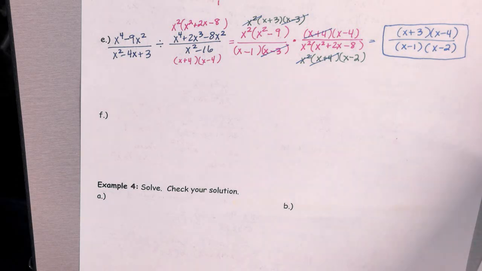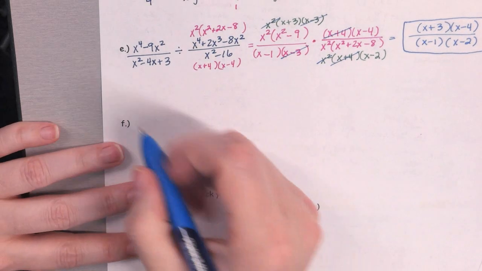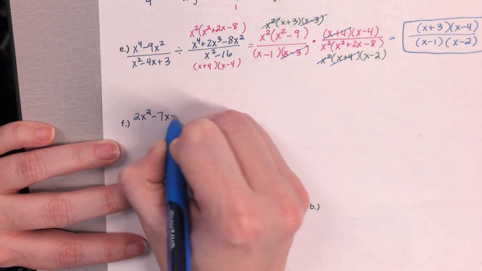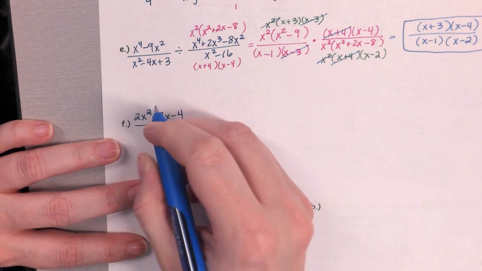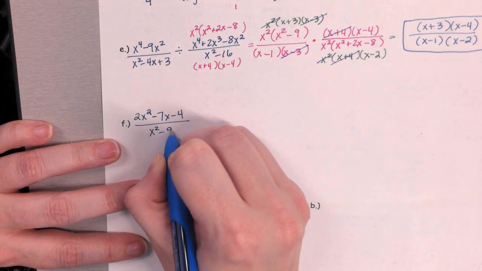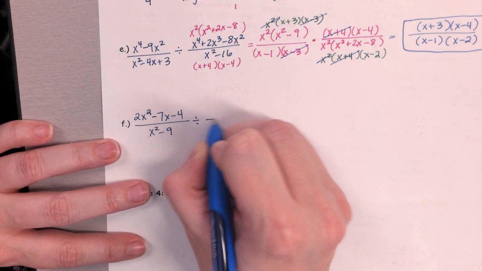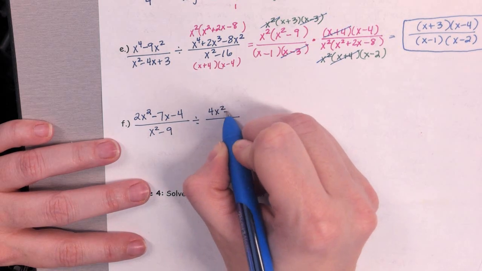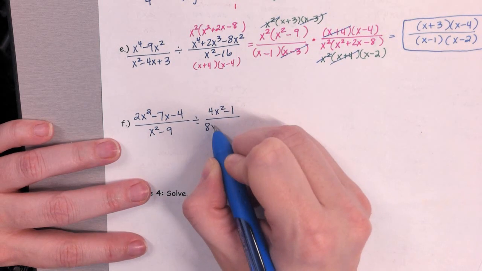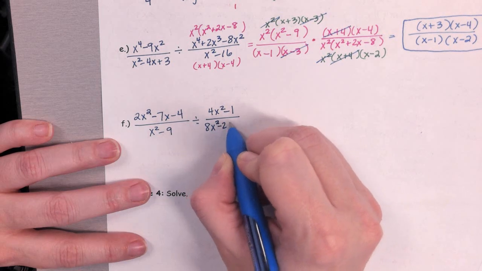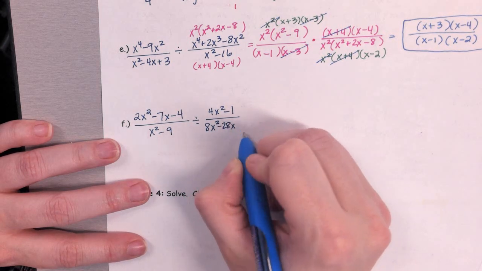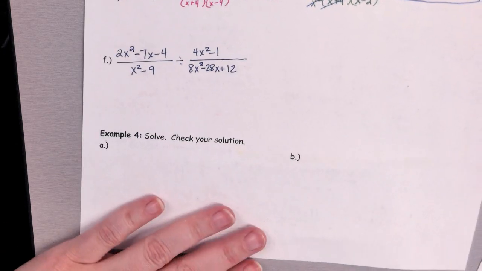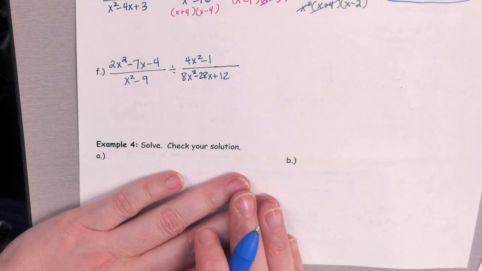Alright, then let's try this one. We have 2x squared minus 7x minus 4 over x squared minus 9 divided by 4x squared minus 1 over 8x squared minus 28x plus 12. We got some work to do with that one, huh?